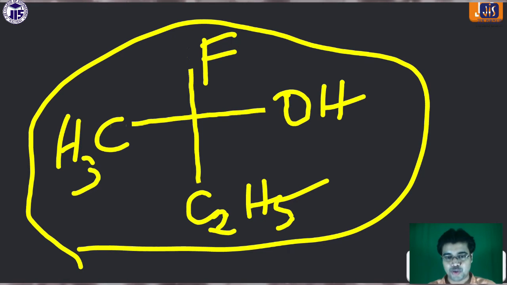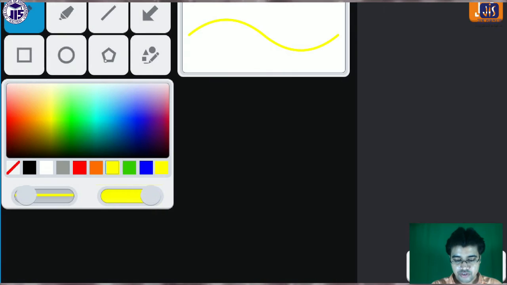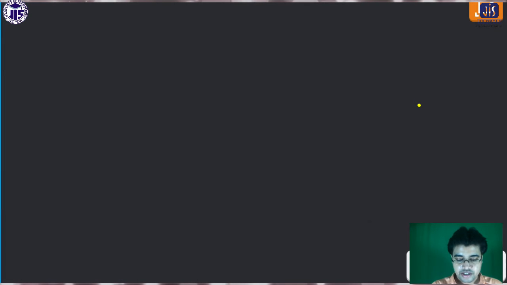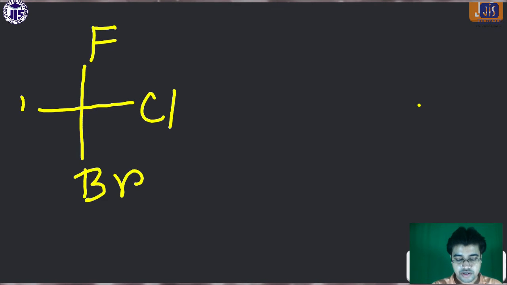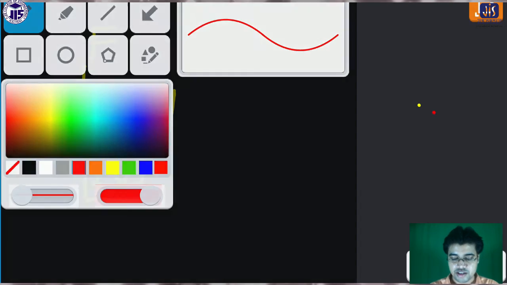But the Fischer projection has some facility also. I will show you what the facility is. For example, you are taking this compound: it is the F, it is the Cl, it is the bromine, and it is the iodine. Okay, so in the middle there is carbon. So there are 2 ways by which you can interchange the position of the groups. What are the ways? You have to complete one triangle, by which you can interchange the group positions.